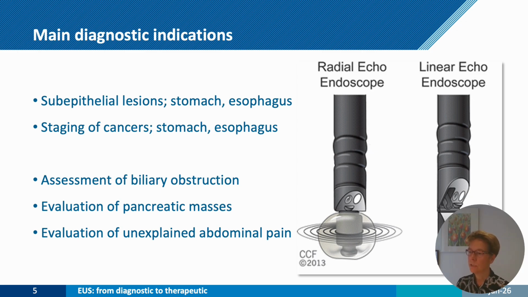The main diagnostic indications. An important indication is subepithelial lesions, particularly in the stomach and in the esophagus, and staging of cancers, also in the stomach and in the esophagus. Furthermore, it's very feasible for the assessment of biliary obstruction, evaluation of pancreatic masses, and evaluation of unexplained abdominal pain.